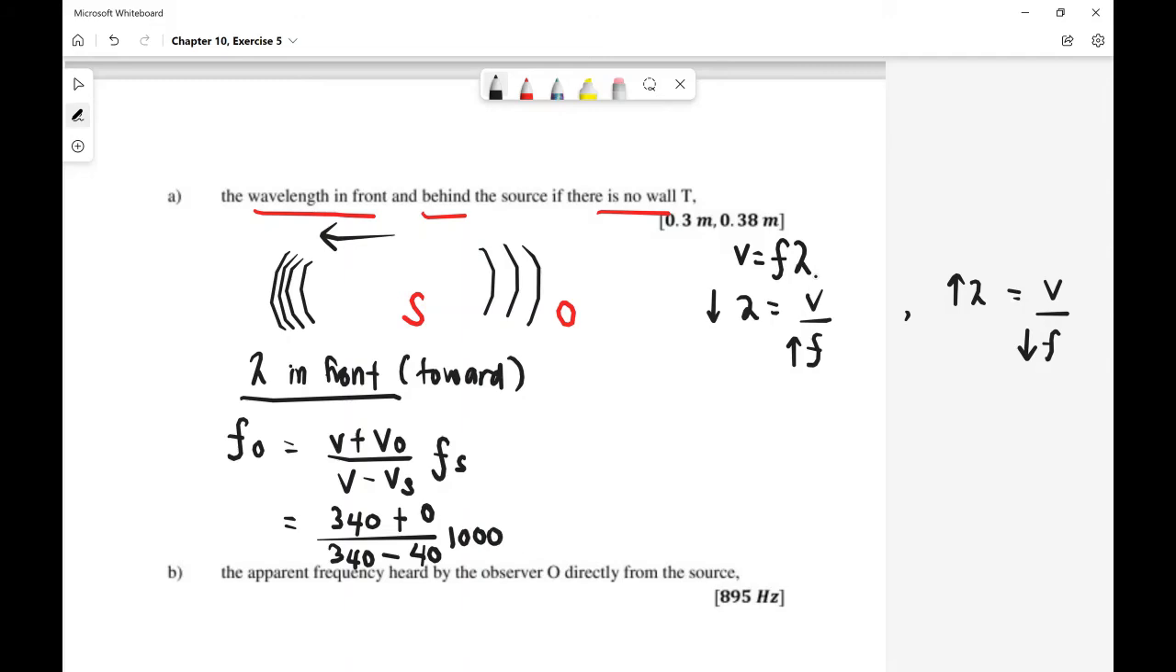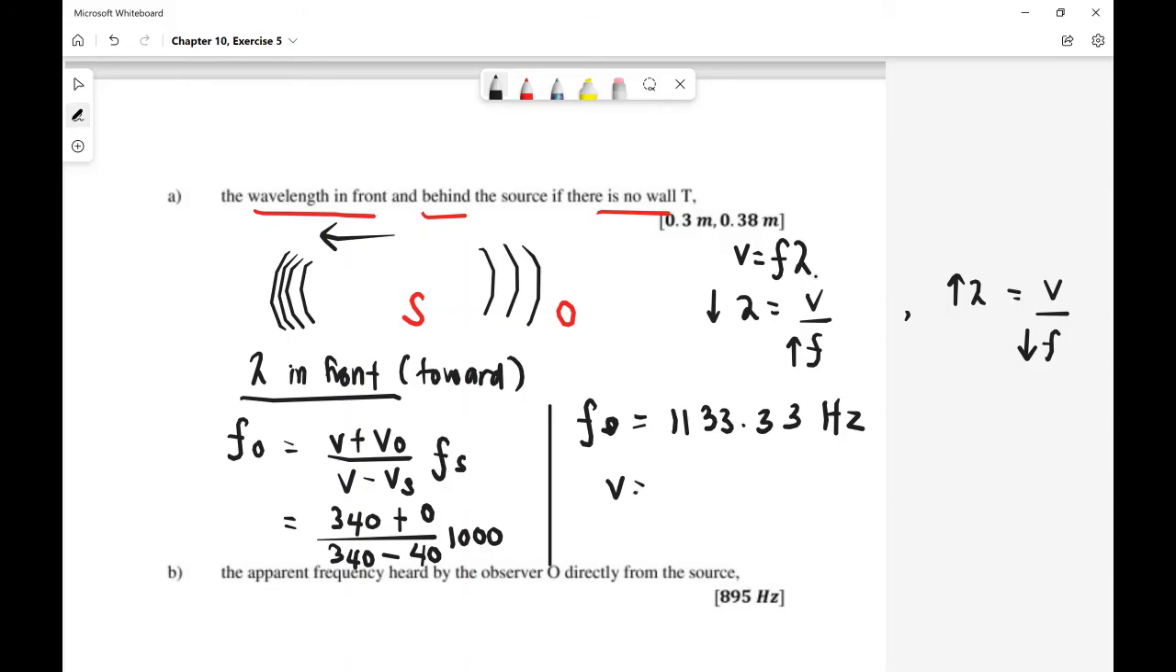Okay, so saya sambung kat sini. So boleh dapat frekuensi heard by the observer yang dekat in front lah. 340 over 340 minus 40 in bracket, and then times 1000. So dapat answer dia adalah 1133.33 Hz. Seterusnya boleh cari lambda.